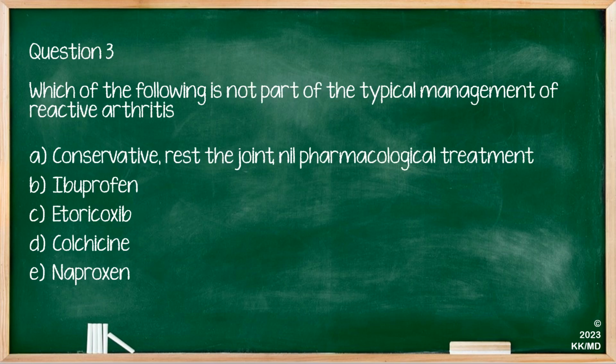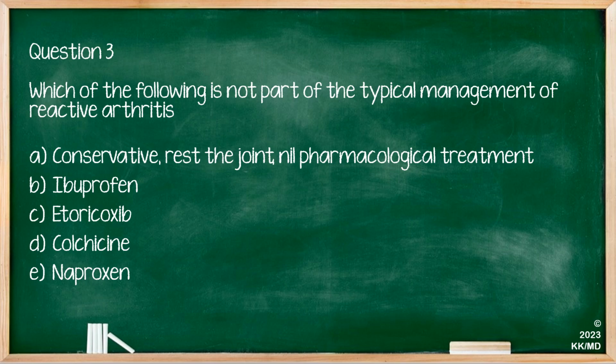And the final question, which is question 3: which of the following is not part of the typical management of reactive arthritis? A, conservative, rest the joint without any pharmacological treatment; B, ibuprofen; C, atorvastatin; D, colchicine; and E, naproxen. So if you recall from our talk earlier, the hallmark of the management really is conservative. So resting the joint would be very good and appropriate advice here.